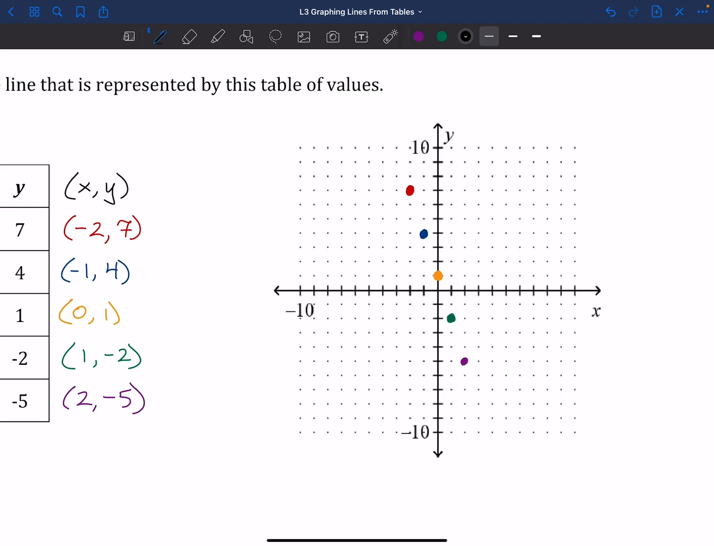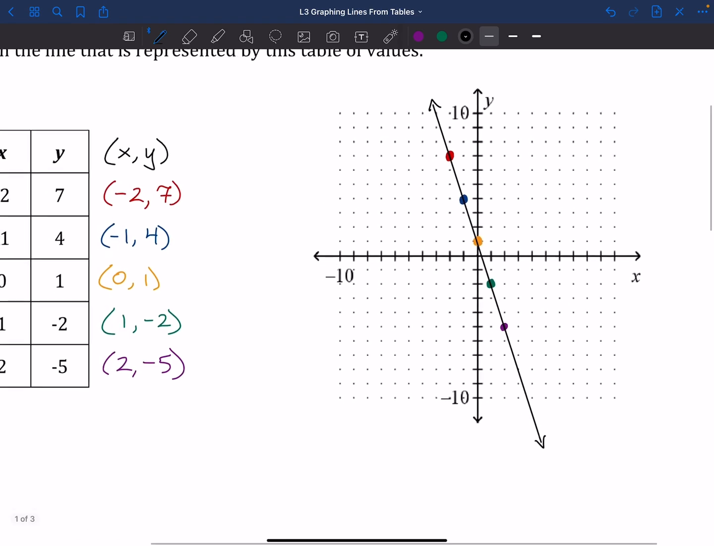All right, let's go ahead, connect these up. Oops. Let's try one more time there. Cool, look at that. Perfect line. And again, I'm using my entire graph that I have available to me. And that's all we're doing. We're just plugging in points, putting them on the graph, and connecting them.